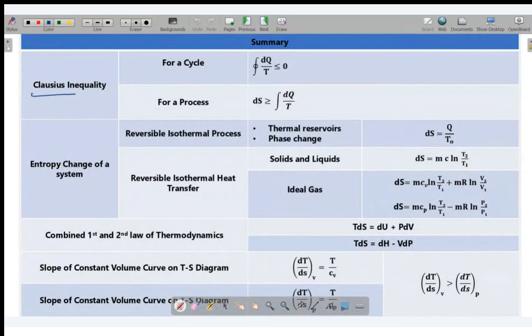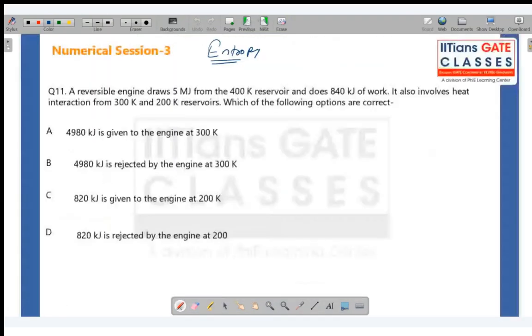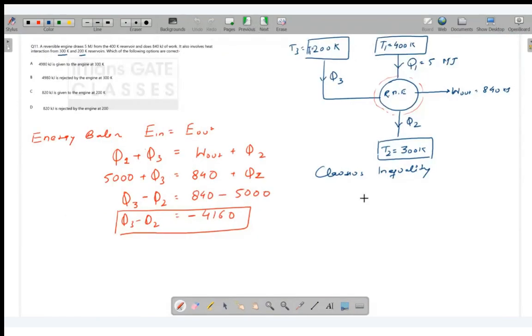Do you remember this? Cyclic integral of dQ by T is less than or equal to zero for a cycle. Okay, for a cycle it is less than or equal to zero. If it is reversible, then cyclic integral of dQ by T is equals to zero. If it is irreversible, then cyclic integral of dQ by T is less than zero. Okay, so what do we have? We have a reversible cycle. So can I say cyclic integral of dQ by T is equals to zero? Yes.